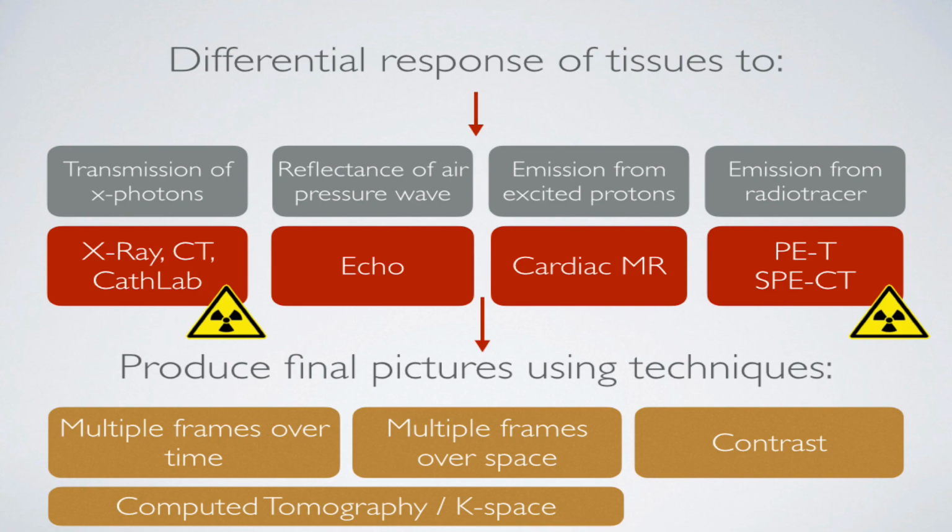But coming back to the principles, there are different ways of imaging tissues, the four ways that we've talked about. We can do multiple frames over time, producing a cine. We can do multiple frames in space and compute it all together in a tomogram, which we call CT. And we can use contrast to delineate certain structures of interest to us. So, for example, the coronary arteries.